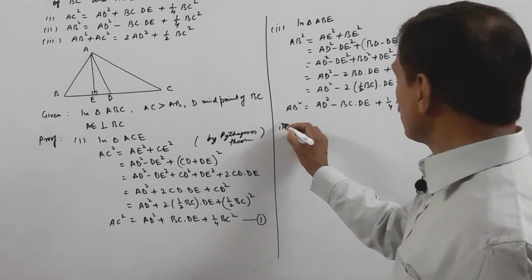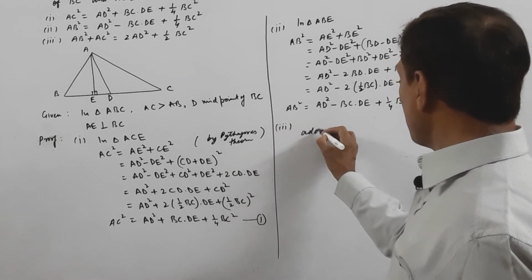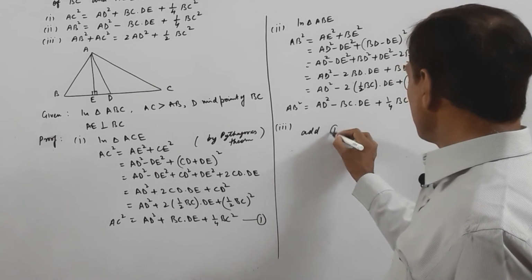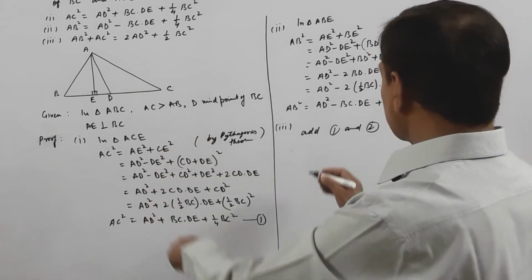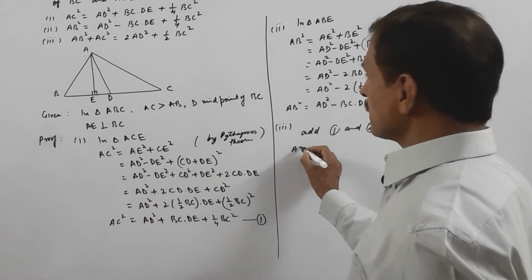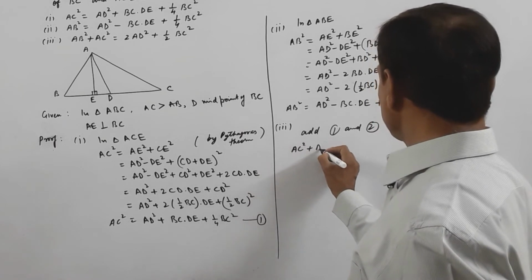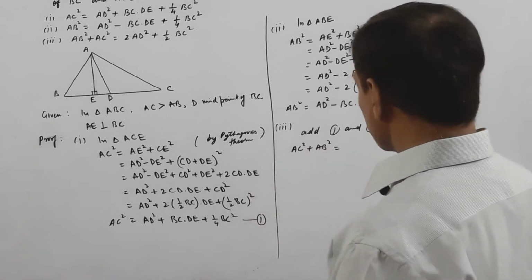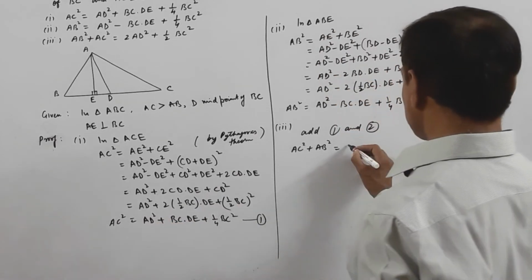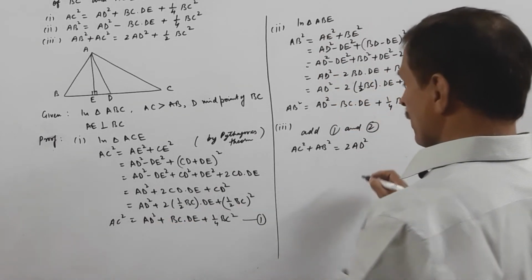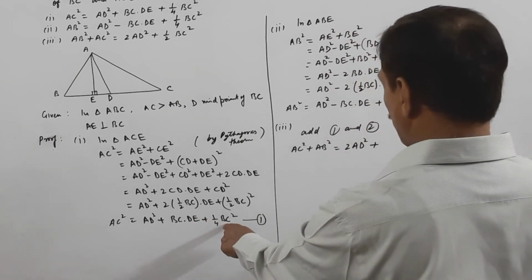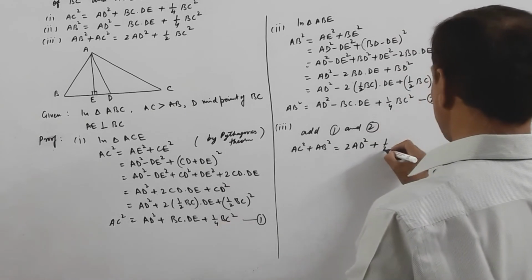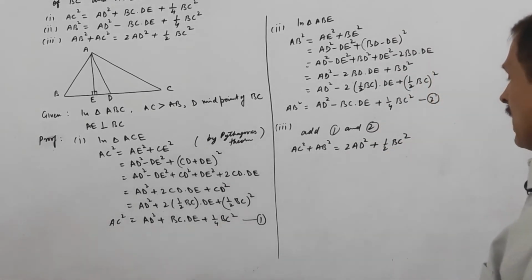Now for the third part, add 1 and 2. On adding 1 and 2, on the left hand side I added, that is AC² plus AB², is equal to AD² plus AD², that is 2AD², plus BC·DE minus BC·DE are cancelled, and plus 1/4 BC² plus 1/4 BC², that is half of BC². Hence the third part is also proved.